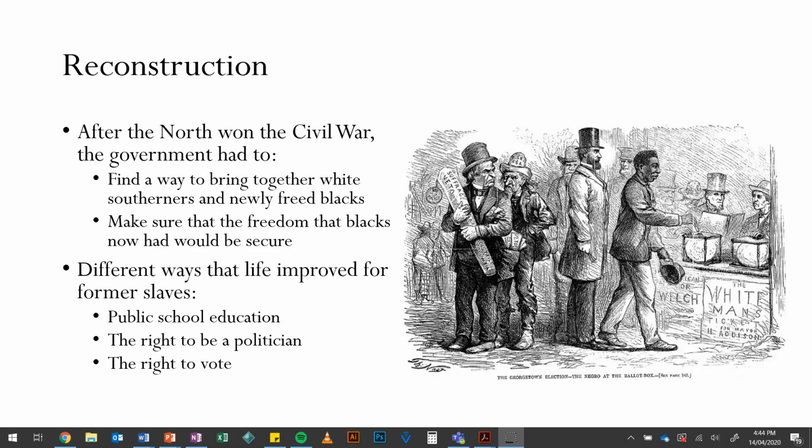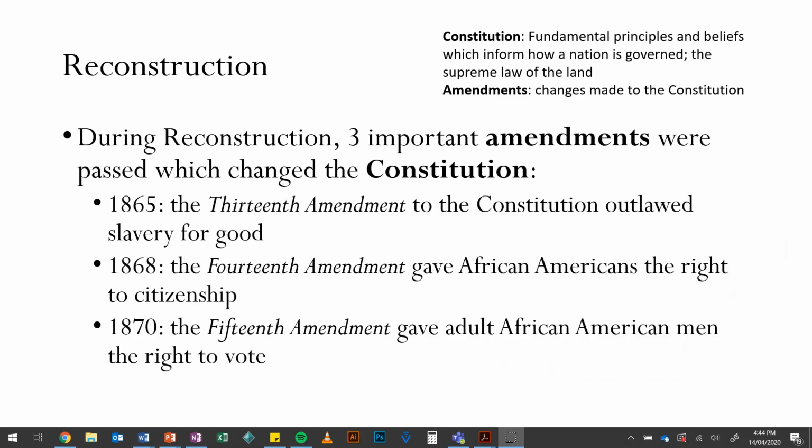Now, during the Reconstruction period, life did improve for former slaves. They did have access to public school education. They did gain the right to become a politician, and African American men did receive the right to vote.